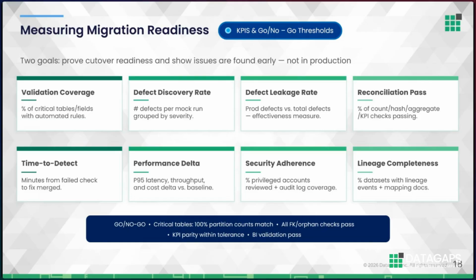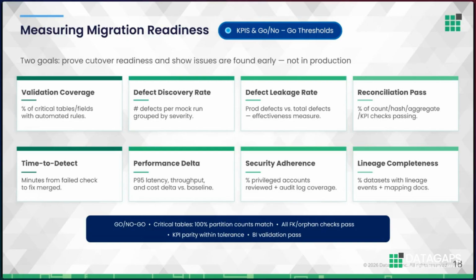And then you have the defect discovery rate and the defect leakage rate. They work together. You want a high discovery rate in early mock cycles, and that means your testing is finding the problems. They are cheap to fix. And you want a 0 or near 0 defect leakage rate at the cutover time, meaning the issues are caught in the testing, not in production. If your leakage rate is still high, your pre-cutover testing has not been rigorous enough.